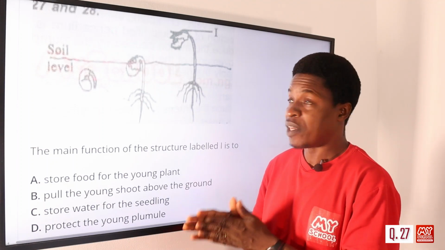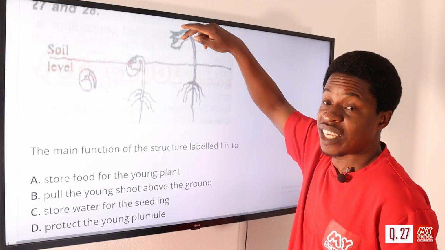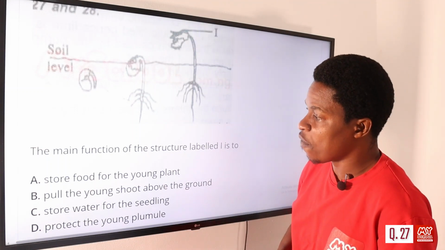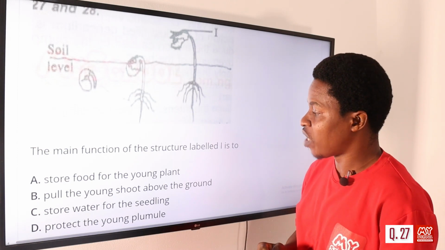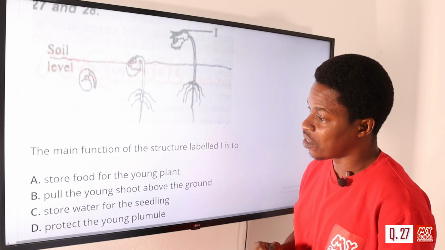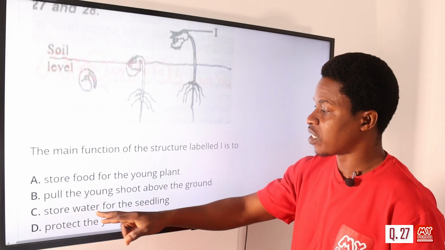So for the time being, it is actually the cotyledons that store the food, the nutrients needed by this plant. Option A says store food for the young plants. Of course, that's correct. Option B says pull the young shoots above the ground. No, that's not the work of the cotyledon. Main function, yes. Option C says store water for the seedling.